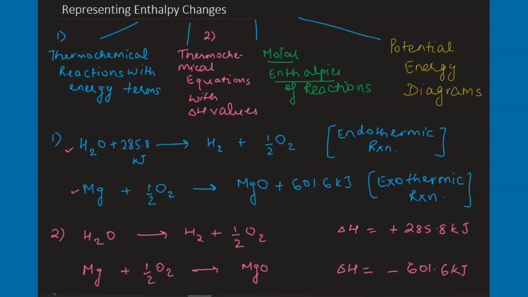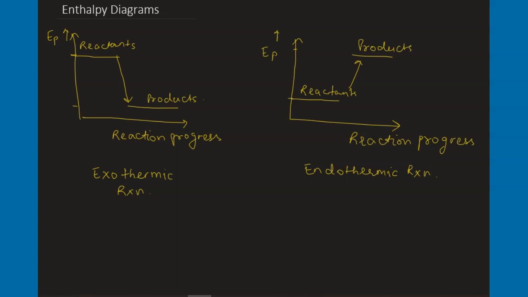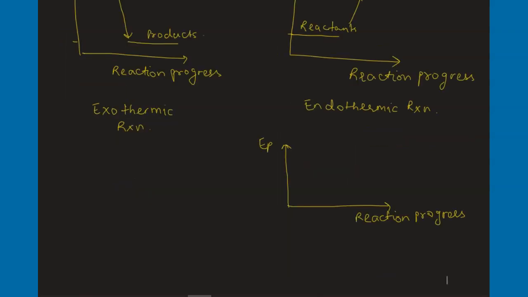Let's take the same two reactions that we discussed in type 1 and type 2. The first reaction that we discussed was water takes 285.8 kilojoules of energy in order to give hydrogen and oxygen, and this is an endothermic reaction. So we would represent that reaction on an endothermic reaction diagram. This is your endothermic reaction diagram. The reaction that we are representing on this diagram is an endothermic reaction where water gives us hydrogen and oxygen and absorbs energy equal to 285.8 kilojoules.